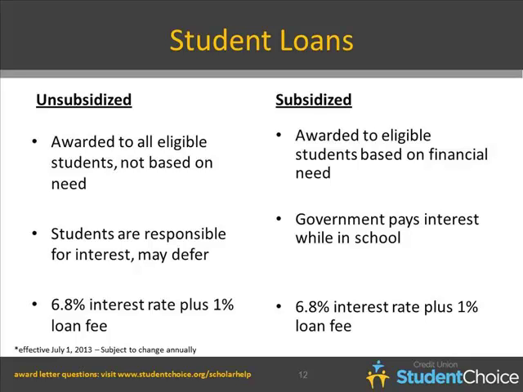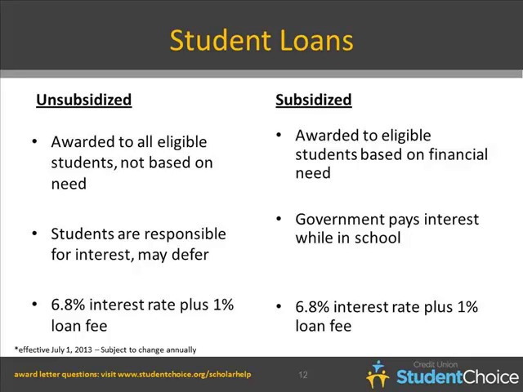Unsubsidized money is awarded to all eligible students, and it is not based on need. So there's criteria that the student needs to meet to qualify for this loan, but almost all students qualify for this loan. So if you're a U.S. citizen, if you've graduated from high school, if you're enrolled in a degree-seeking program, that's pretty much the high-level overview of everyone that receives the loan. So 99.9% of people, I would say, if not even higher, will receive an unsubsidized loan from the government.